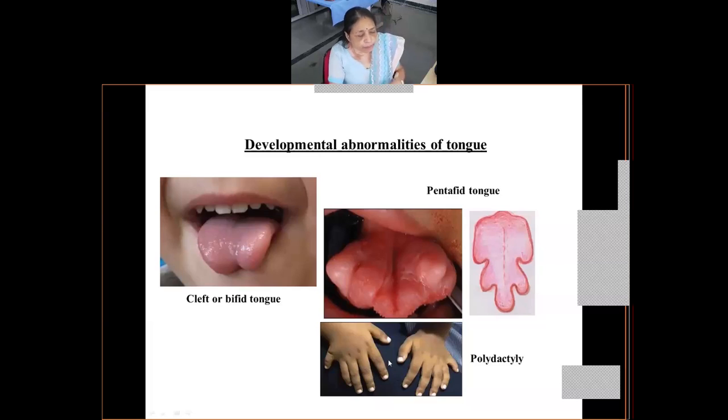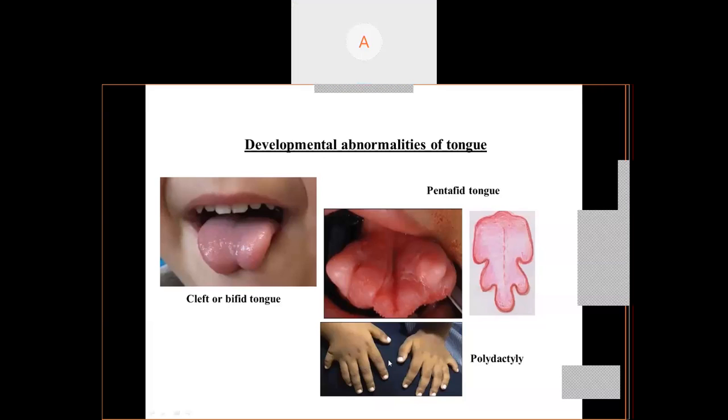Have you seen any polydactyly in any actor? Yes, Hrithik Roshan. But whether Hrithik Roshan has a pentafid tongue or not, I don't know.